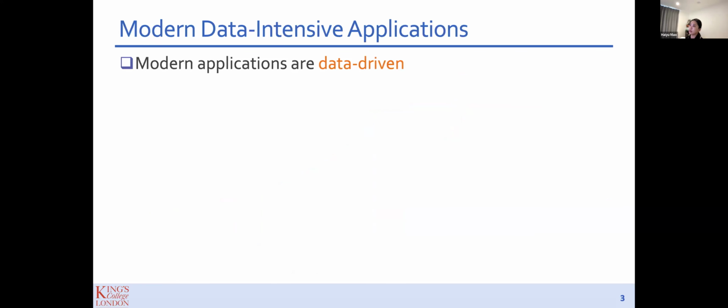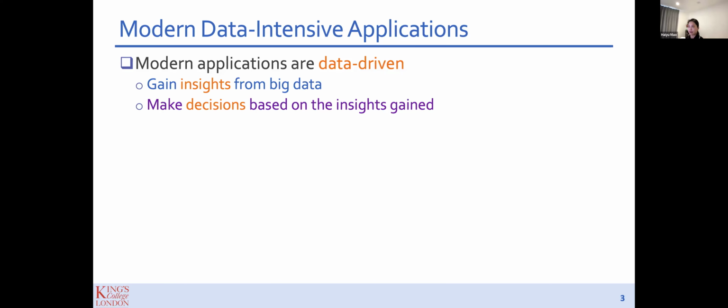So how might this data be useful, right? We need a lot of modern data-intensive applications, because the data alone doesn't make sense. We cannot find useful information from the data itself. We need data-intensive applications to help us find insights inside. The modern data applications are data driven, and they get insights from big data, and then they make decisions based on the insights.